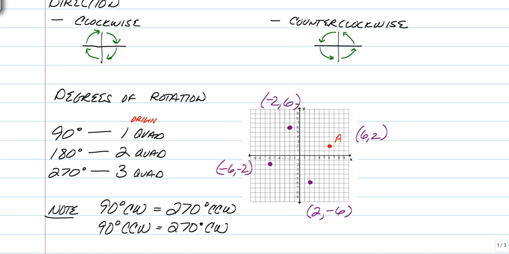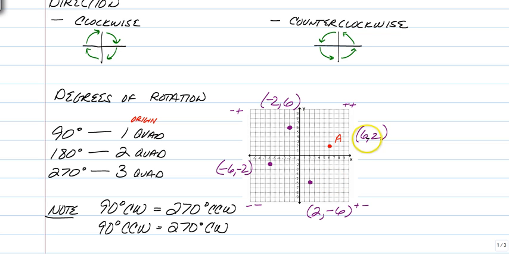Now, right now, I'm not paying attention to the positives and negatives. That's all taken care of by the quadrant, because everything in quadrant 1 is always positive, positive. Everything in quadrant 4 is always positive, negative. Everything in quadrant 3 is always negative, negative. And everything in quadrant 2 is negative, positive. So, I'm not paying attention to the pluses and minuses.